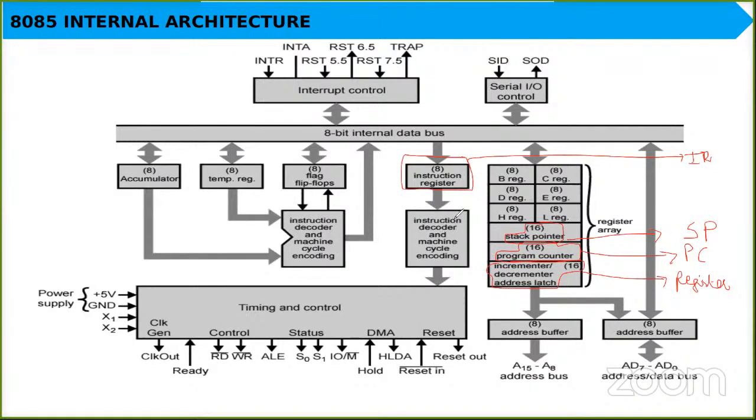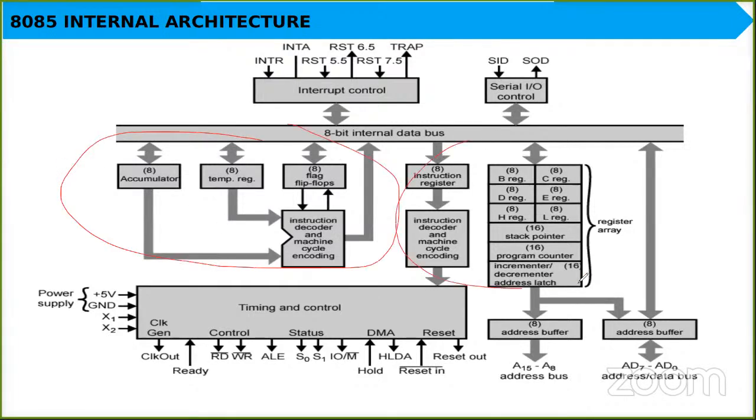So this entire block over here, all these are your registers as such. This is the ALU unit, this is the ALU, this is the registers, and these are the other control units. So in total, these form for you what is called as the 8085 internal architecture. That means inside the 8085 chip, you have all these different components.